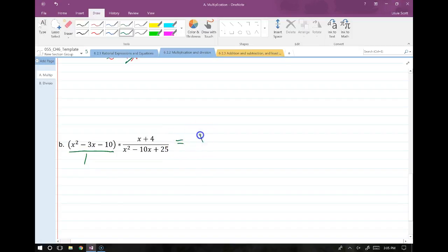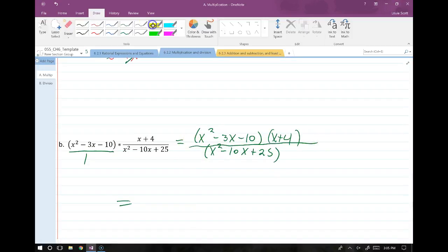So this is just equal to x^2 − 3x − 10 times x+4 over x^2 − 10x+25. And now, of course, because we're never done until we simplify, we're going to have to factor out both of these polynomials to make sure that nothing cancels.